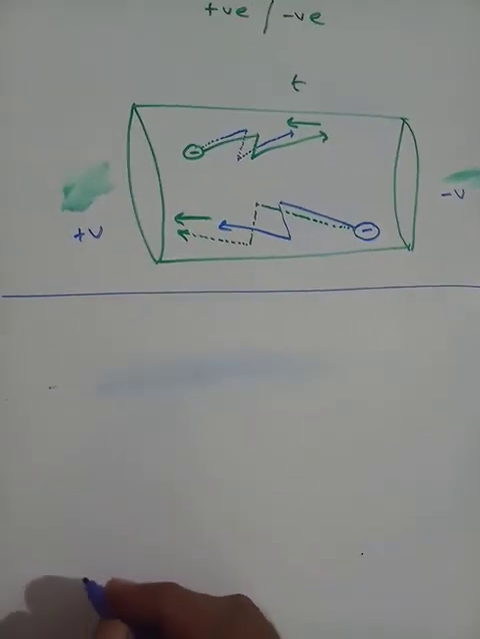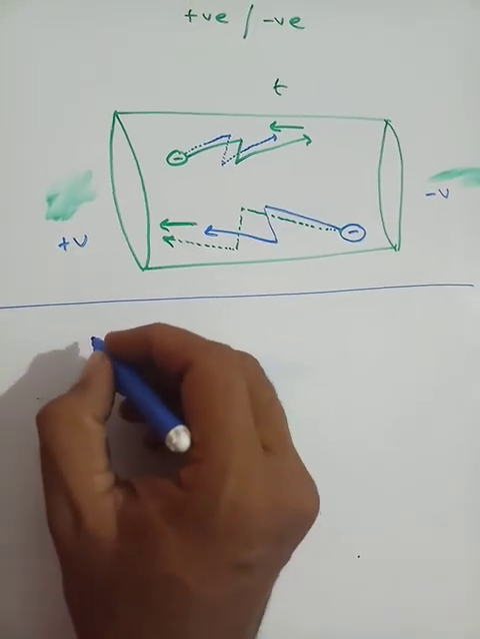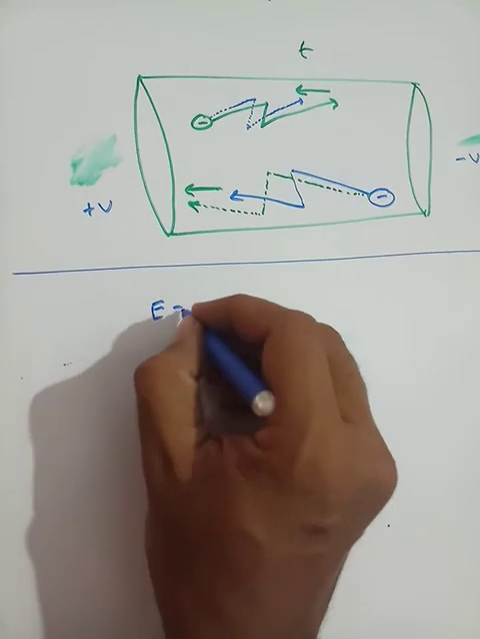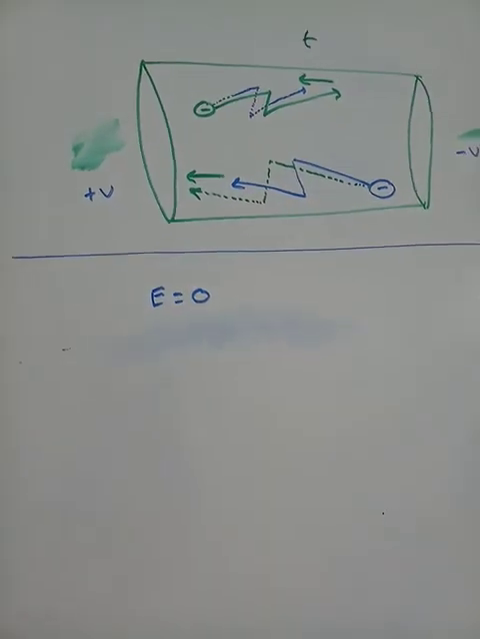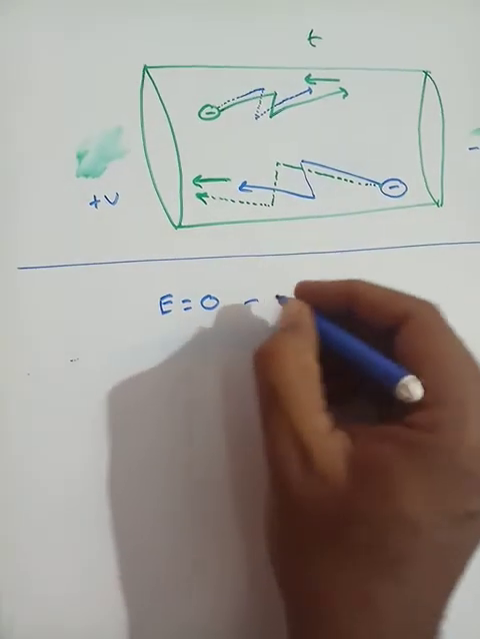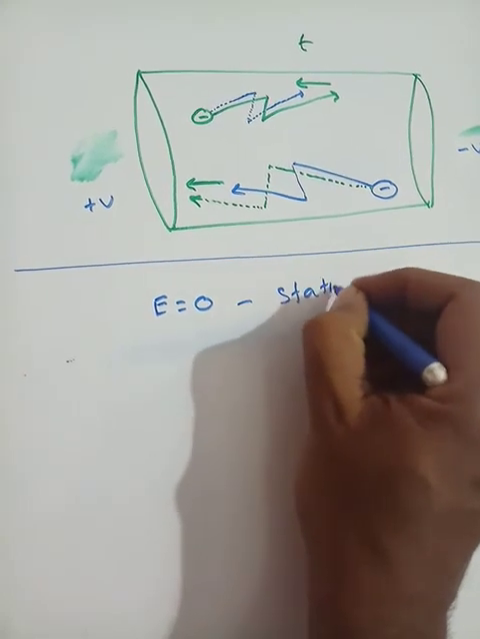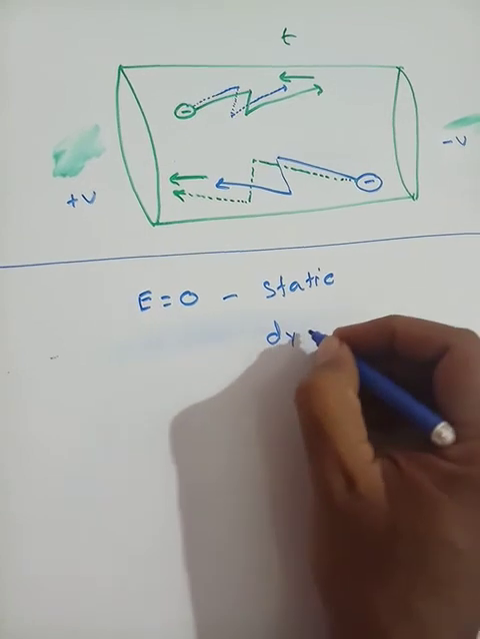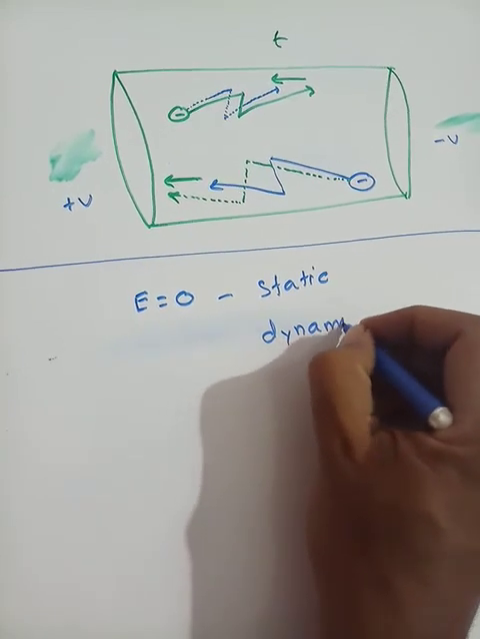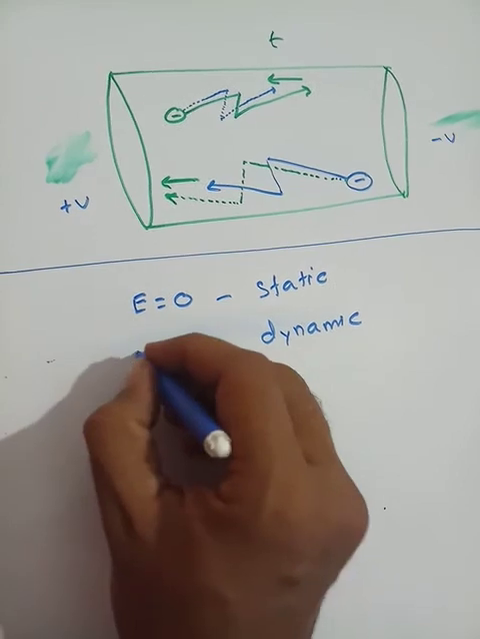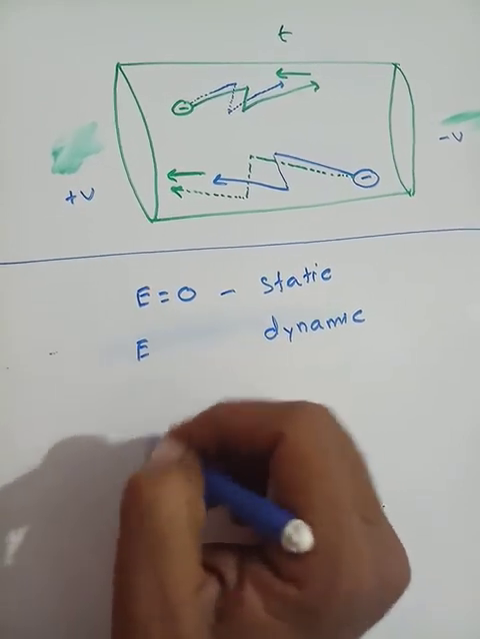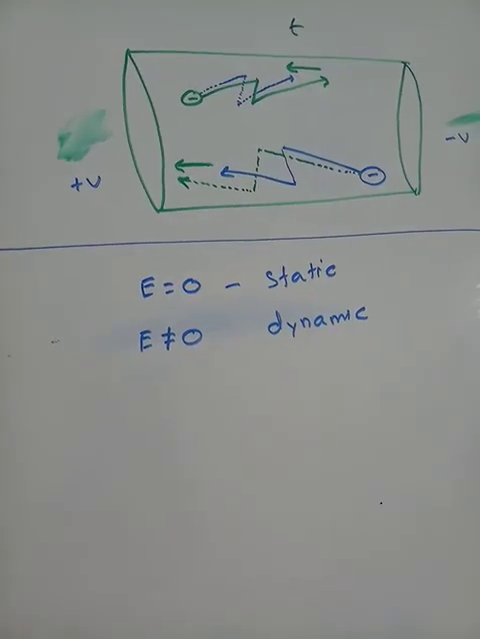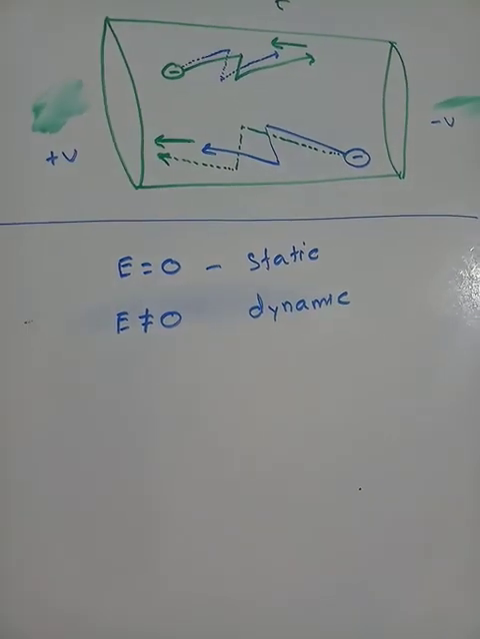And now, coming to one more fact. In the first unit of electrostatics, we have learned that the electric field inside a conductor is always equal to 0. But that was only in static conditions. This was not supposed to be there in any dynamic condition. In dynamic condition, that means when the motion is taking place for electrons, the electric field is not equal to 0. That means it has some finite value.